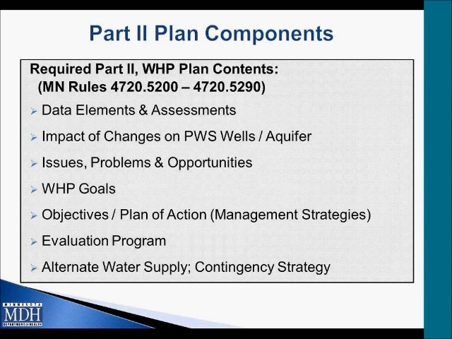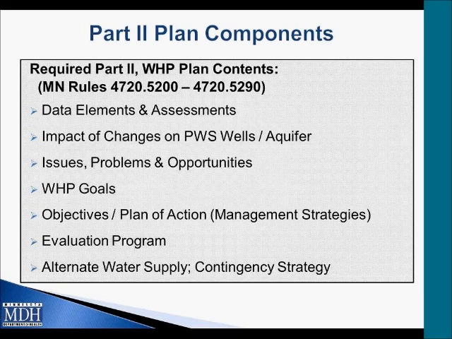The first one here is the data elements and assessments, and those are really the information, maps, and data that we use to guide the development of that second part of the plan, and that we need to focus on to protect the public water supply well and aquifer. Our data elements are going to be based on our vulnerability, and that's going to be described largely in the scoping notice. What are those main data elements that we need to be considering?